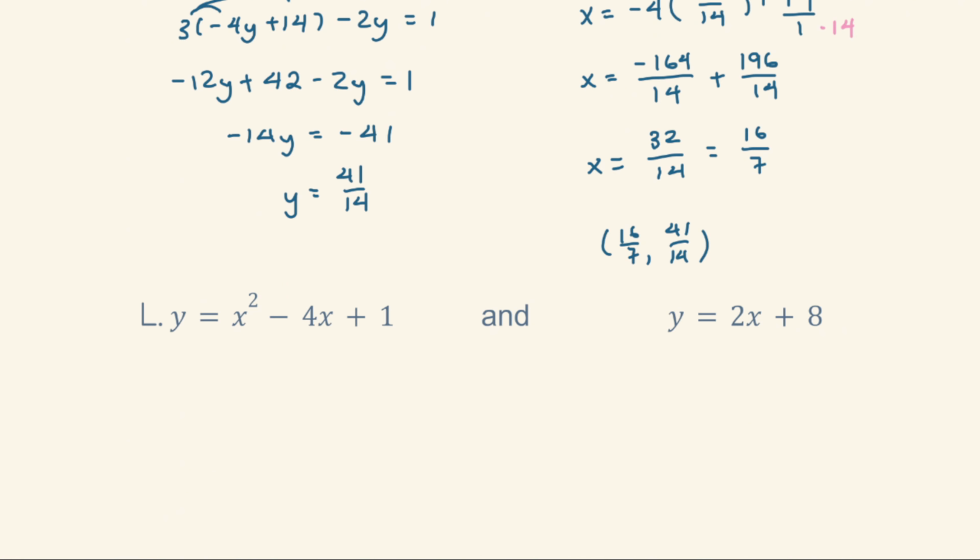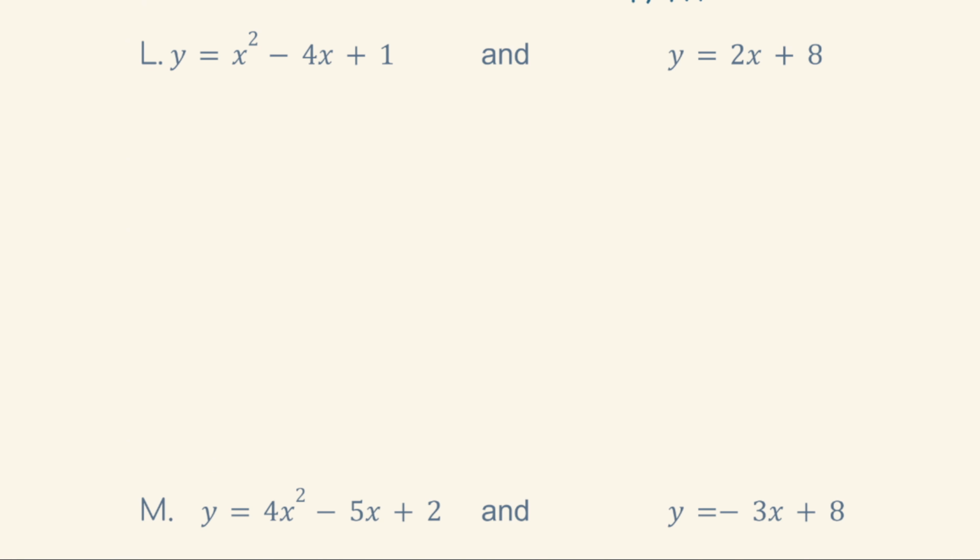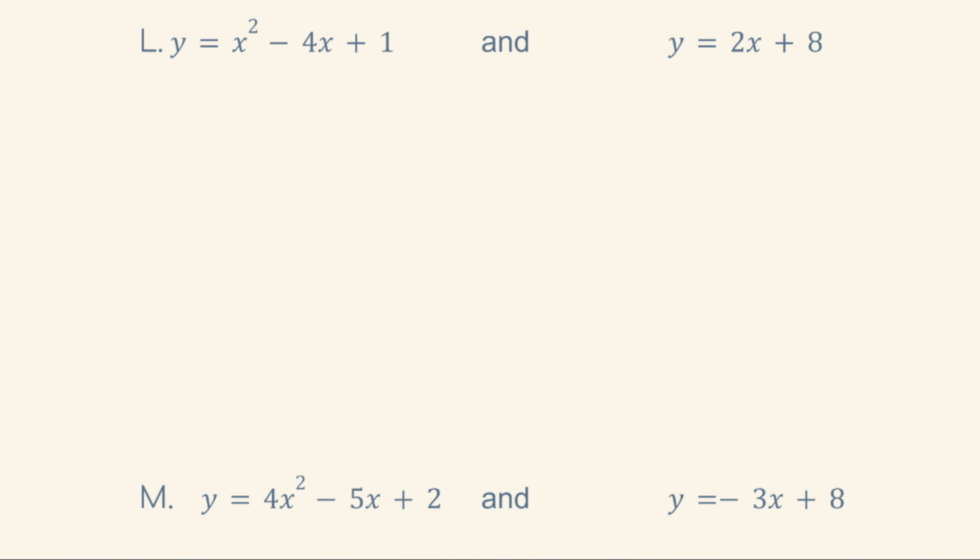Okay, now let's look at L over here. So here now we're doing semi-linear systems of equations. So here we've got a quadratic, here we've got a line. So let's just set them equal to each other. So we've got x squared minus 4x plus 1 is equal to 2x plus 8, right? We're going to make the expression of x equal to each other.